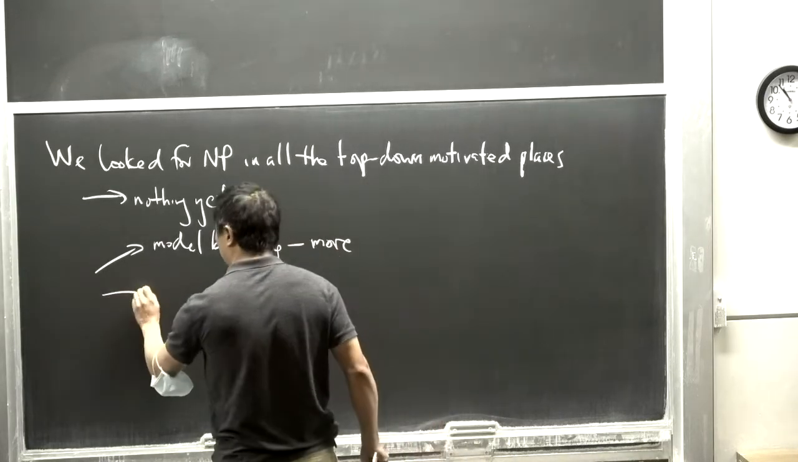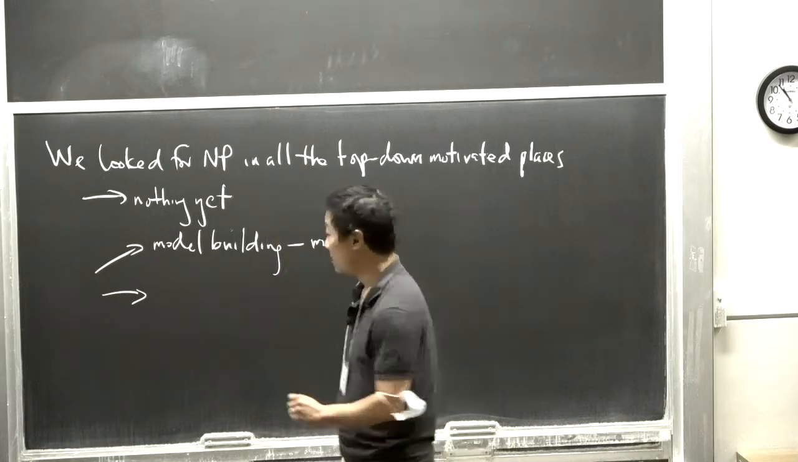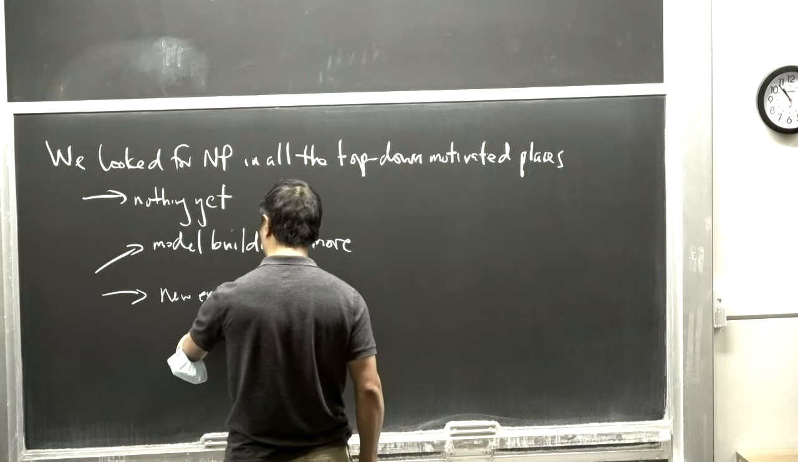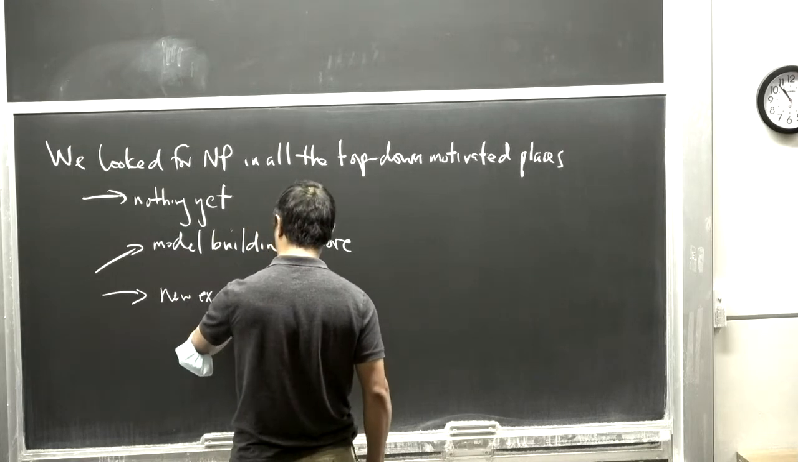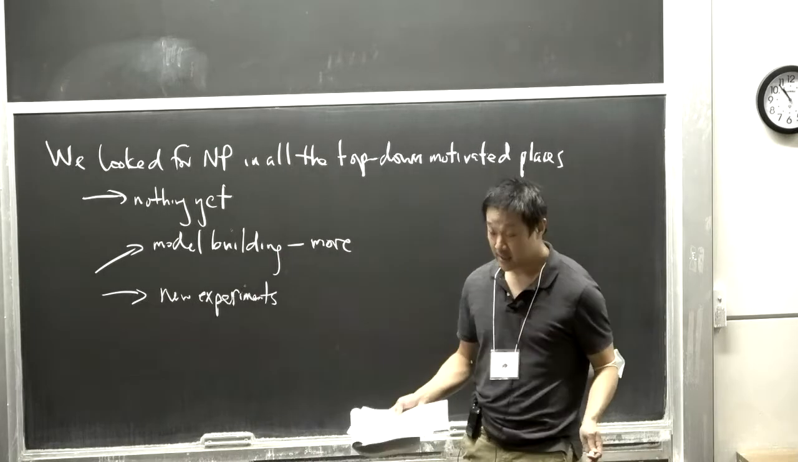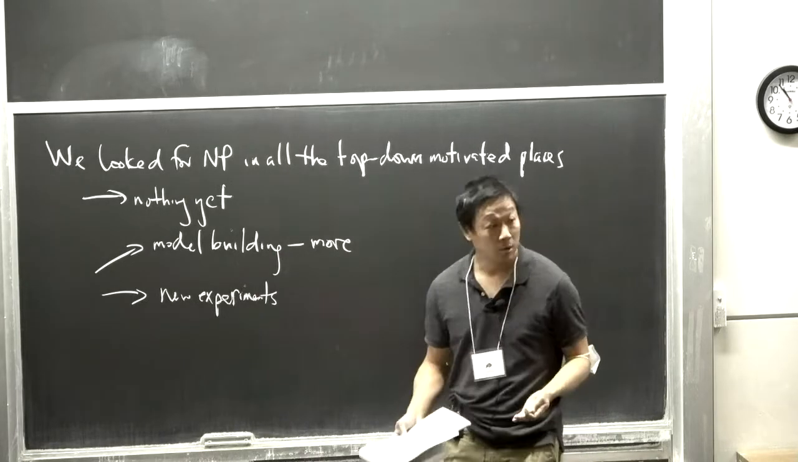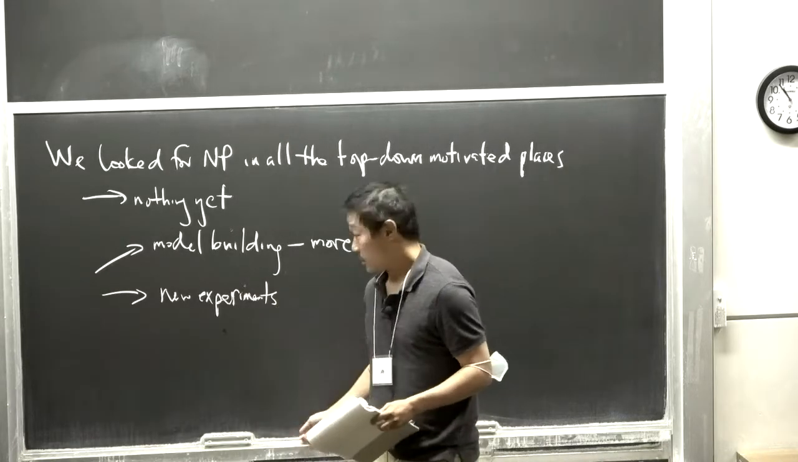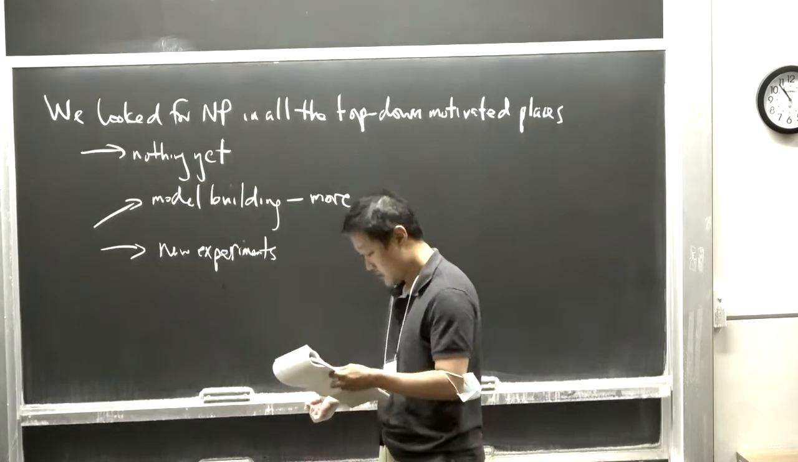Another path that people are taking, I think, is to come up with new experiments. Say that our existing ones just completely are not looking in the right place, and so what we need are completely new experiments and new ways of looking for new physics. So there's a lot of that going on.